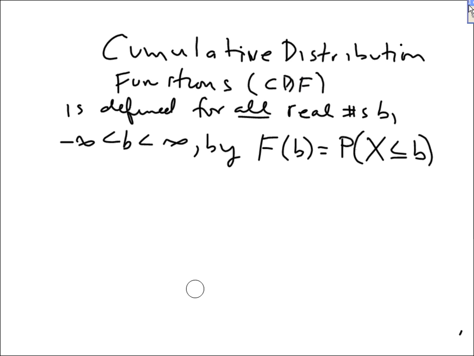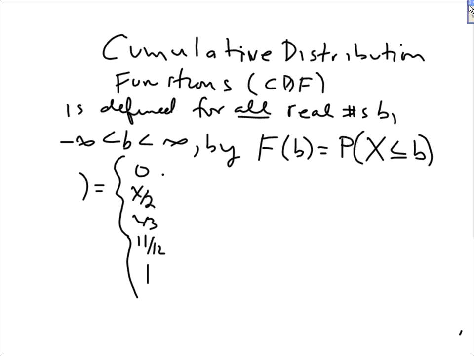Okay, but now it could get more complicated. Suppose that F of b is given to be this. Sometimes it's given to be 0. Sometimes it's known to be x over 2. Sometimes it's 2/3. Other times it's 11 over 12. And other times it's 1.